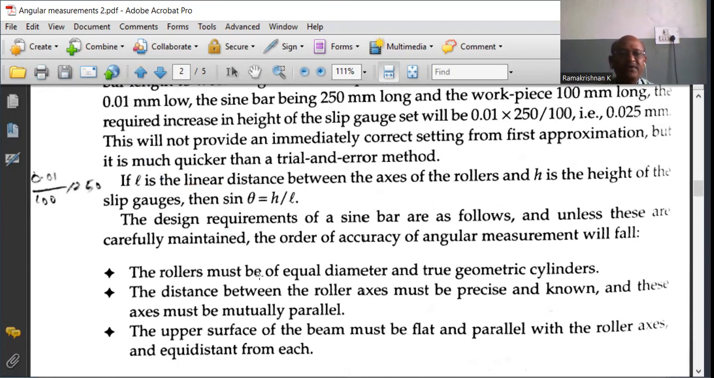Okay. For this to work, the requirements are that the rollers at the bottom should be of equal diameter and geometrical cylinders, the distance between the two roller axes must be precise and known, and the axes of the two rollers must be exactly parallel to each other. Now the upper surface of the beam must be flat, parallel with the roller axis and equidistant from each. These are the necessary requirements to be fulfilled by the sine bar. Then only we can determine the angle without much error. So this is the simple working principle of the sine bar.